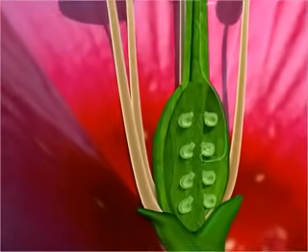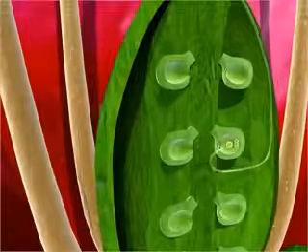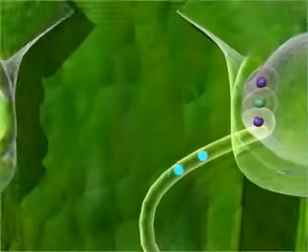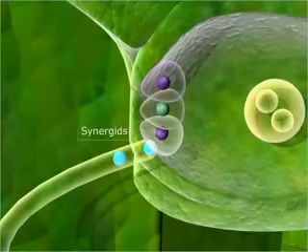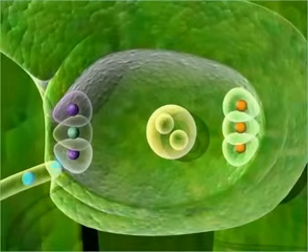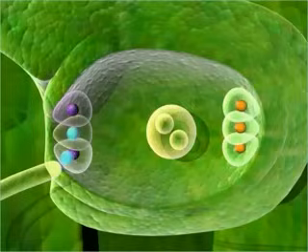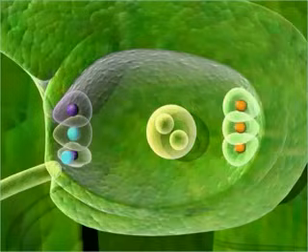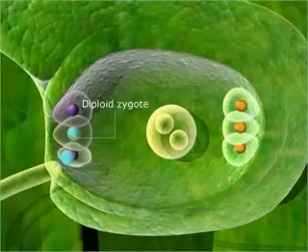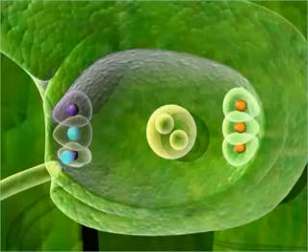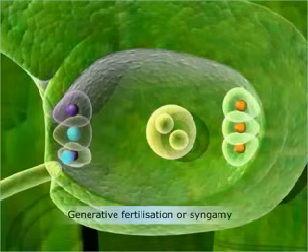After the pollen tube enters the ovule, it discharges the two male gametes it carries into the synergids of the embryo sac. This causes the synergid cells to rupture, thus leading to the fusion of a male gamete with an egg nucleus or an oosphere. Due to this fusion, a diploid zygote is formed, which gives rise to an embryo. This process is known as generative fertilization or syngamy.